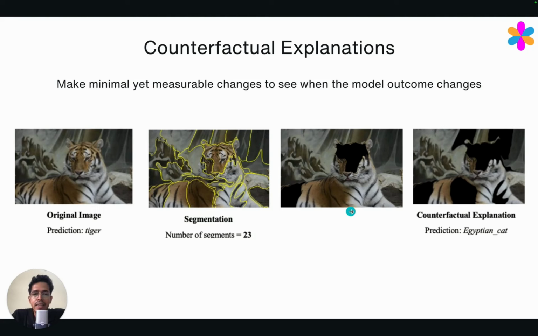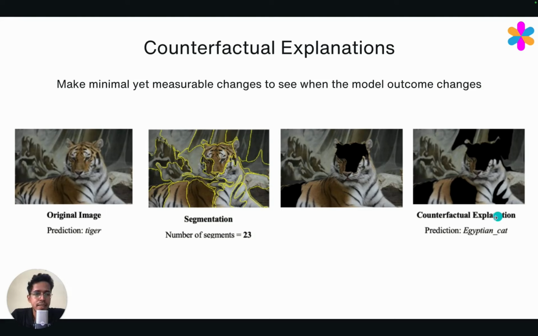And then what we see is the minimum change that you have to make to this original image such that the prediction changes from, let's say, tiger to Egyptian cat. So that is what is called a counterfactual explanation. Counterfactual means the minimum amount of change in features that you have to bring such that the final prediction outcome changes, because that's how you know the importance of the feature.